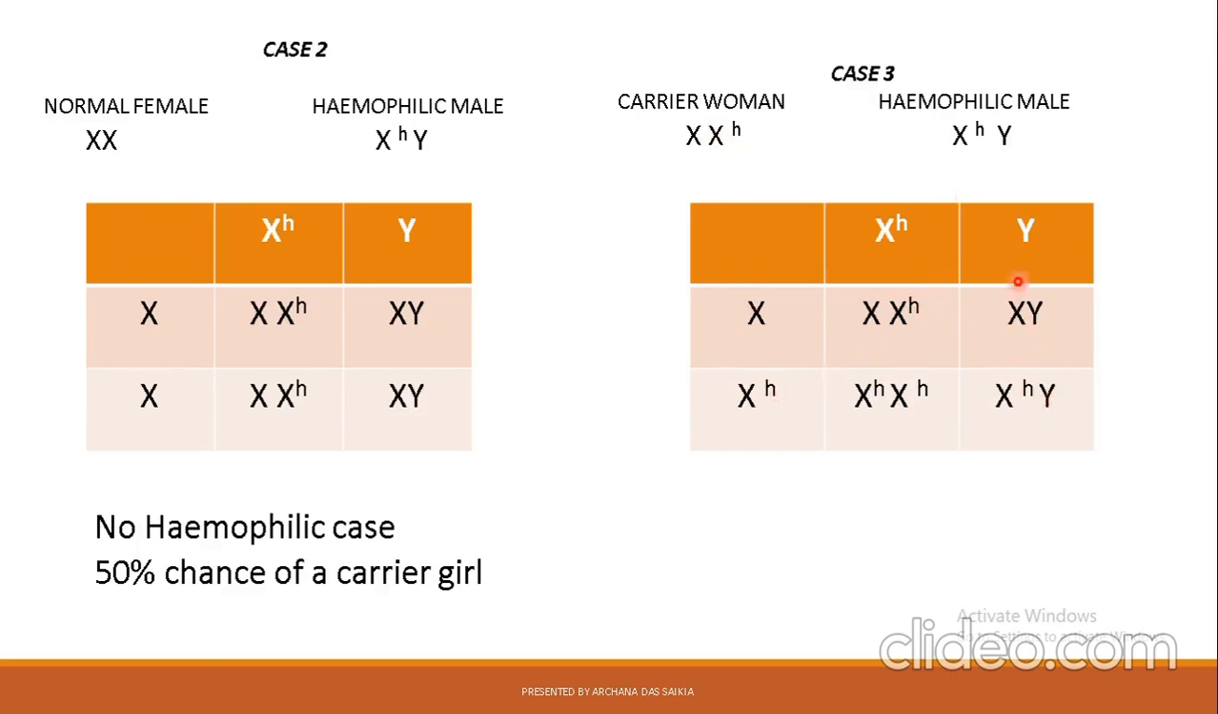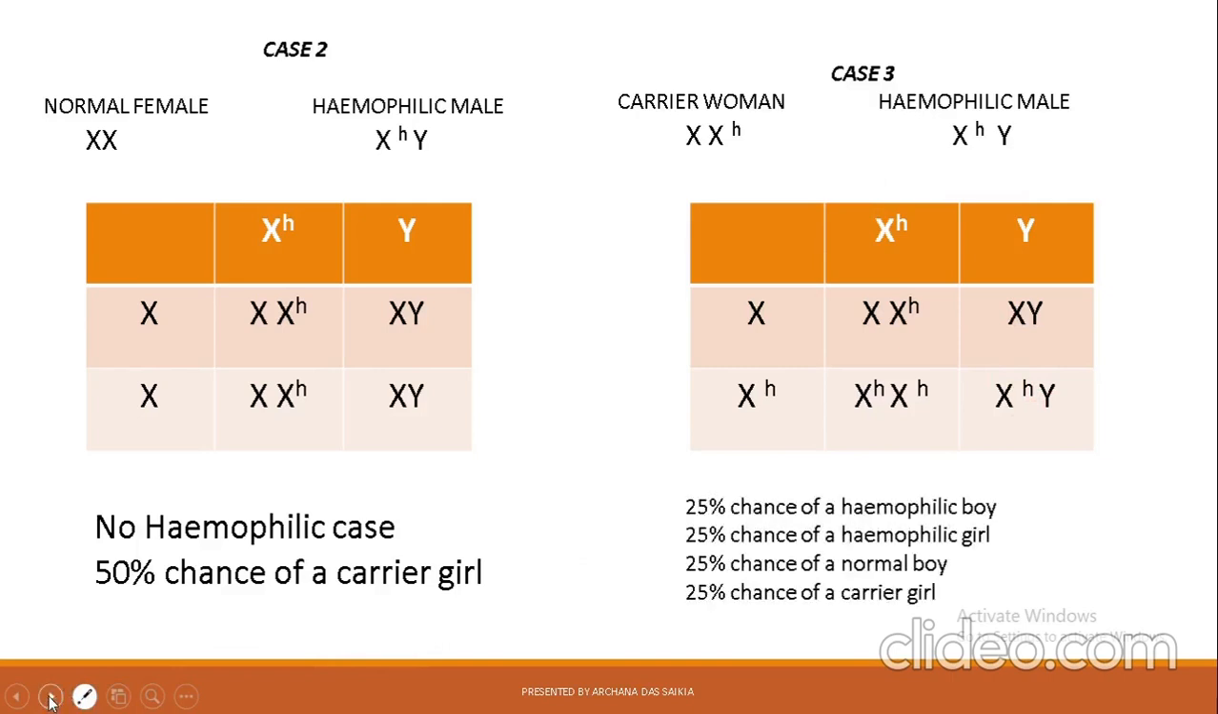Please mind it, okay? Fathers can never transmit it to their sons, because fathers do not give the X chromosome to their sons. They give only the Y chromosome to their sons. Sons will have X and Y chromosome. X will always come from the mother and only Y will come from the father. So hemophilic males can never pass the disease to their sons.